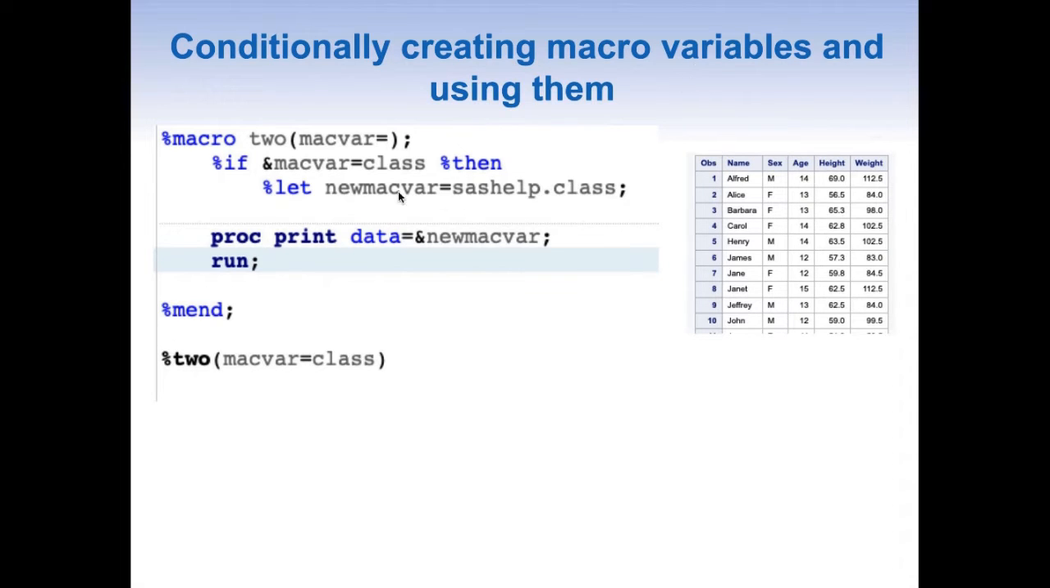After conditionally creating macro variables, like in here, we can also use them in the macro itself. For example, here we are creating a new macro variable by using %if %then and a %let statement, and the new macro variable which we have created we have used in here. When we execute this by giving a class value, class becomes class, and then the new macro variable newmacvar is created, which we are using in here. It has the value of sashelp.class and it proc prints sashelp.class.